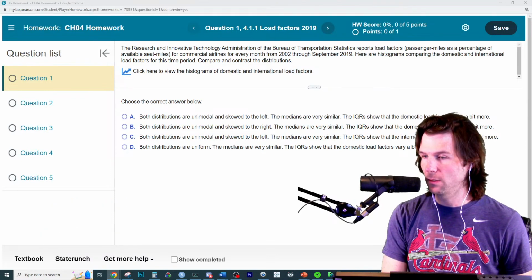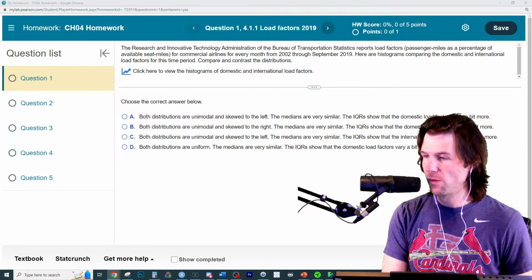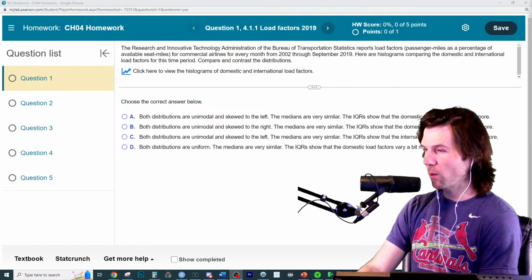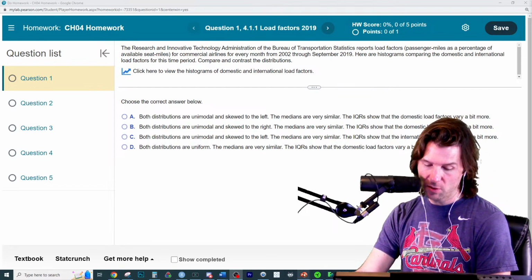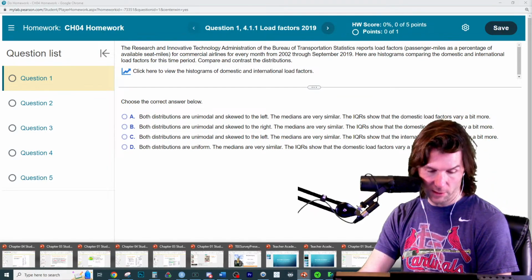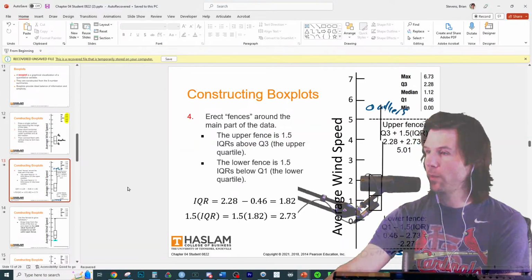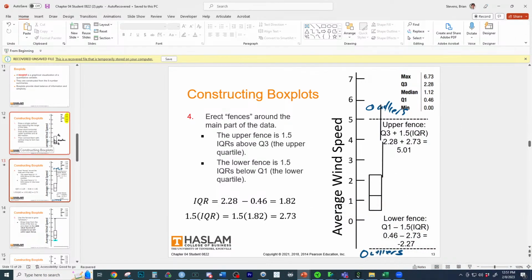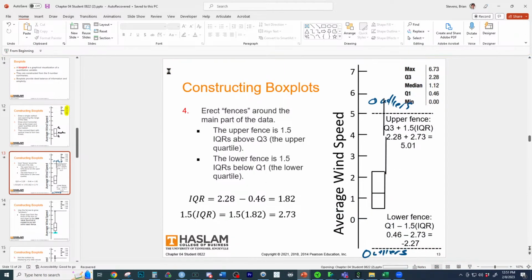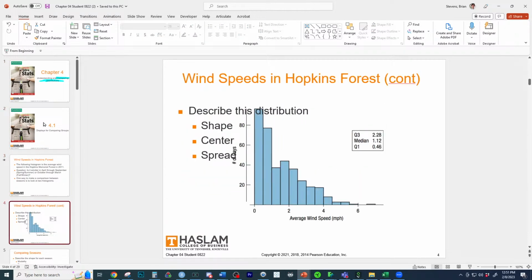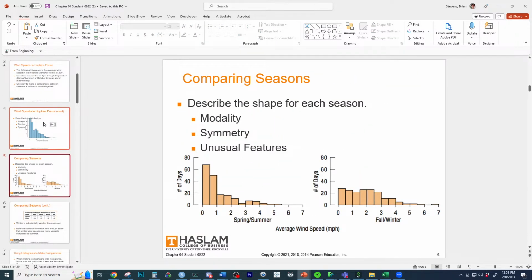Okay, so this is Stat 201, chapter 4 homework. Question 1. Let's talk about how to do this. All right, so chapter 4 is about comparing distributions. I'd have your notes open to take a look at what we've been covering. Got a lot of notes here. Here's chapter 4, all about box plots and comparing distributions. You can see right here how we find the outliers in the box plots. So we want to be able to compare groups with different summary statistics.